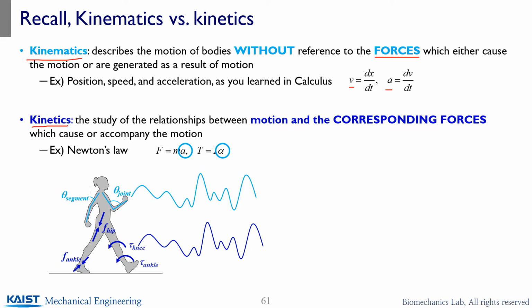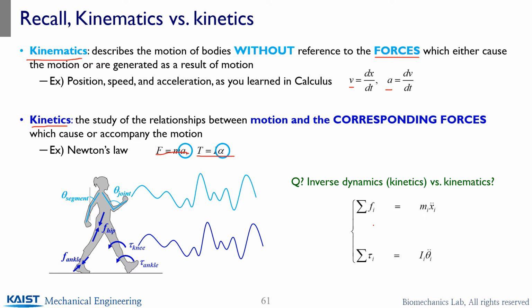As opposed to that, kinetics, which is also equivalent to dynamics, is all about the force and motion relationship. F equals ma and torque equals I alpha, right? Inverse dynamics is the opposite of forward dynamics. Forward dynamics is when F is given and you figure out the resultant motion. Torques are given, what's the resultant angular motion. Inverse dynamics is when you know the motion, the position, like linear acceleration or angular acceleration, and you can figure out the force and the torques that generate those.